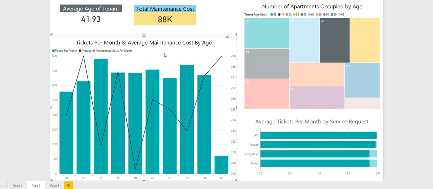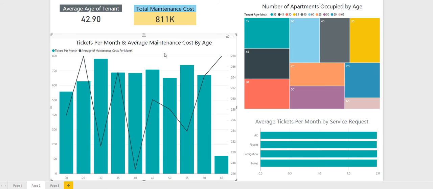So the cost per ticket is pretty high, which means that they probably are putting in fewer tickets, but the actual work required is a lot more. So it ends up costing you more. So this is an insight that can be derived from this data, where you can focus on staffing individuals when you have more people in a building that are between 65 and 69, because you can predict that there's going to be a lot more work when they put in a ticket.